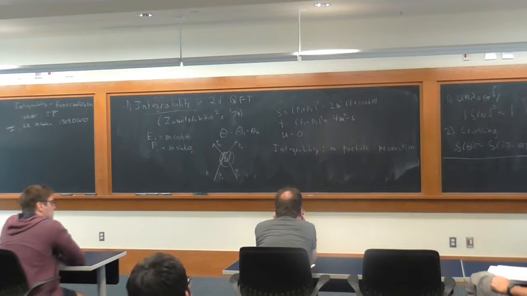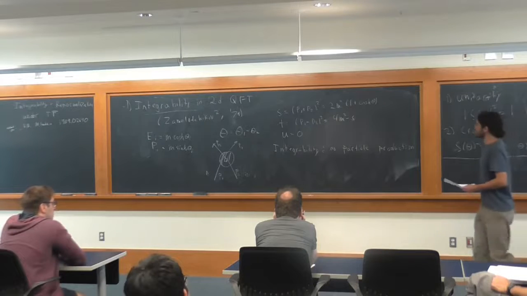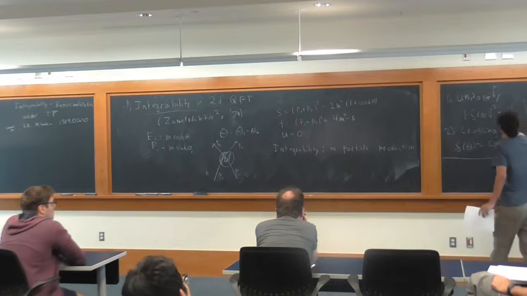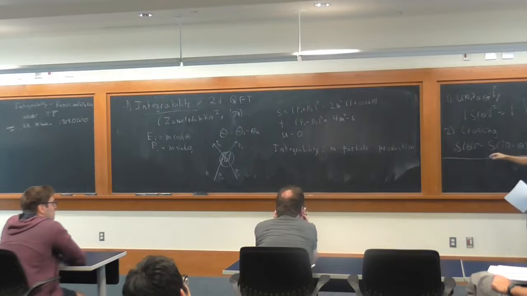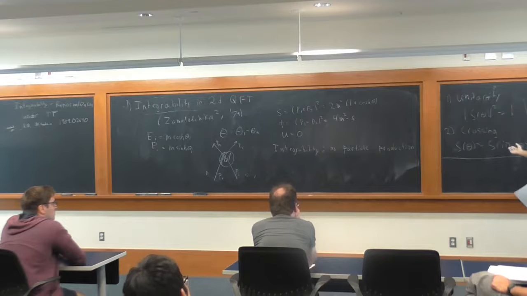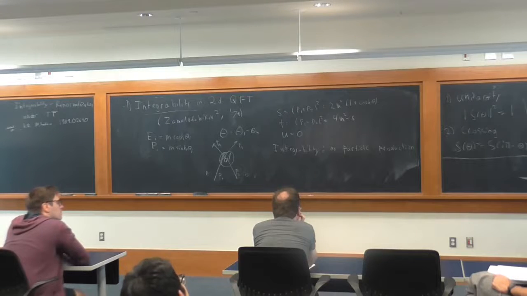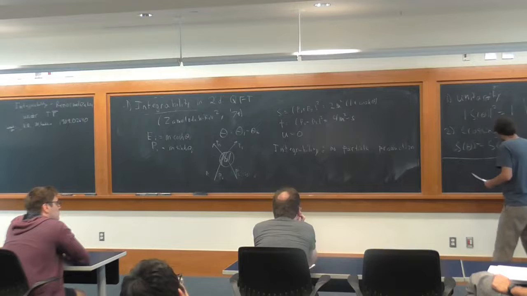And what the Zamolodchikovs did, actually in this context with one species I think it was done earlier, was they just said, we need to solve this equation and this equation, so what's the solution for S that solves these equations? So we haven't said what the theory is yet, we just wrote down constraints, and now we want the solution.